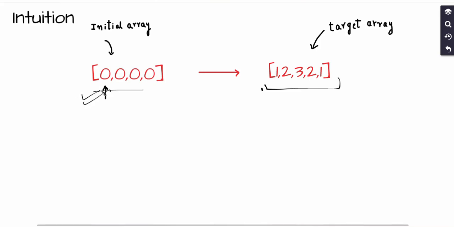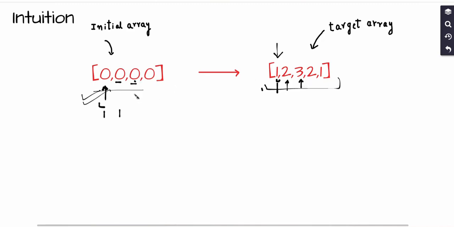That is, start with this actual initial array containing all elements as 0, then iterate over the target array. So I start from the very first element, it is 1, and in my initial array I increment the first element by 1, then I move to the second element and I see 2 here, and here we have 0, then I increment this to 1 as well.